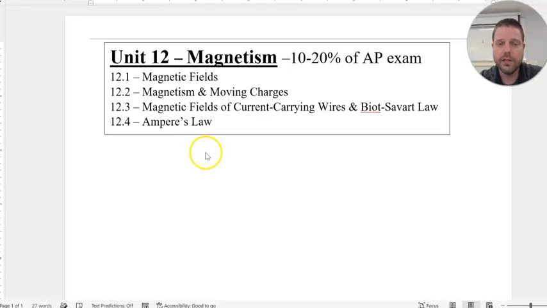There's a couple of laws that we can use, just like Coulomb and Gauss were a couple of laws we can use for electric fields. Biot-Savart and Ampere are a couple of laws we can use for calculating the magnetic field due to those two different types of sources. So let's get right to it.